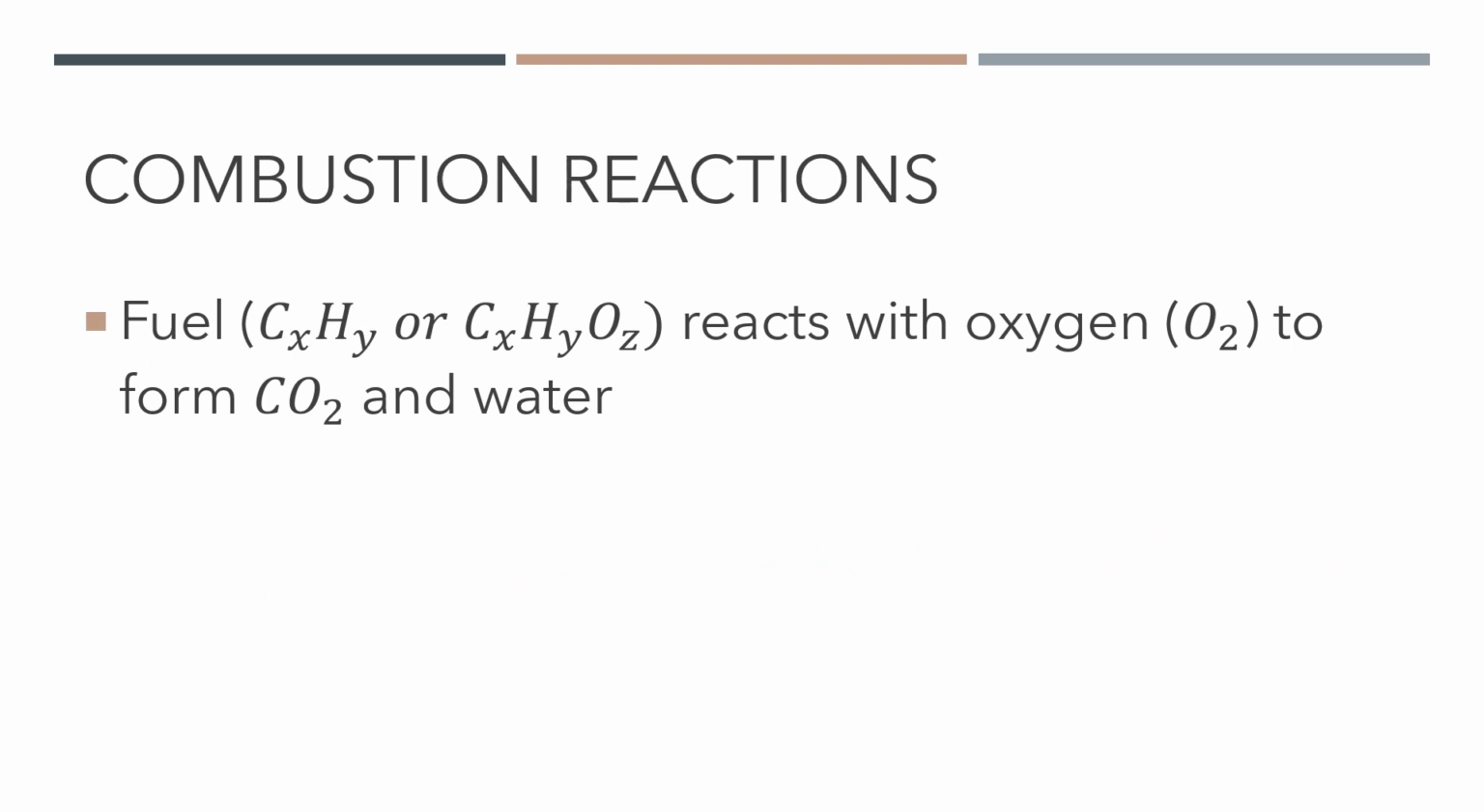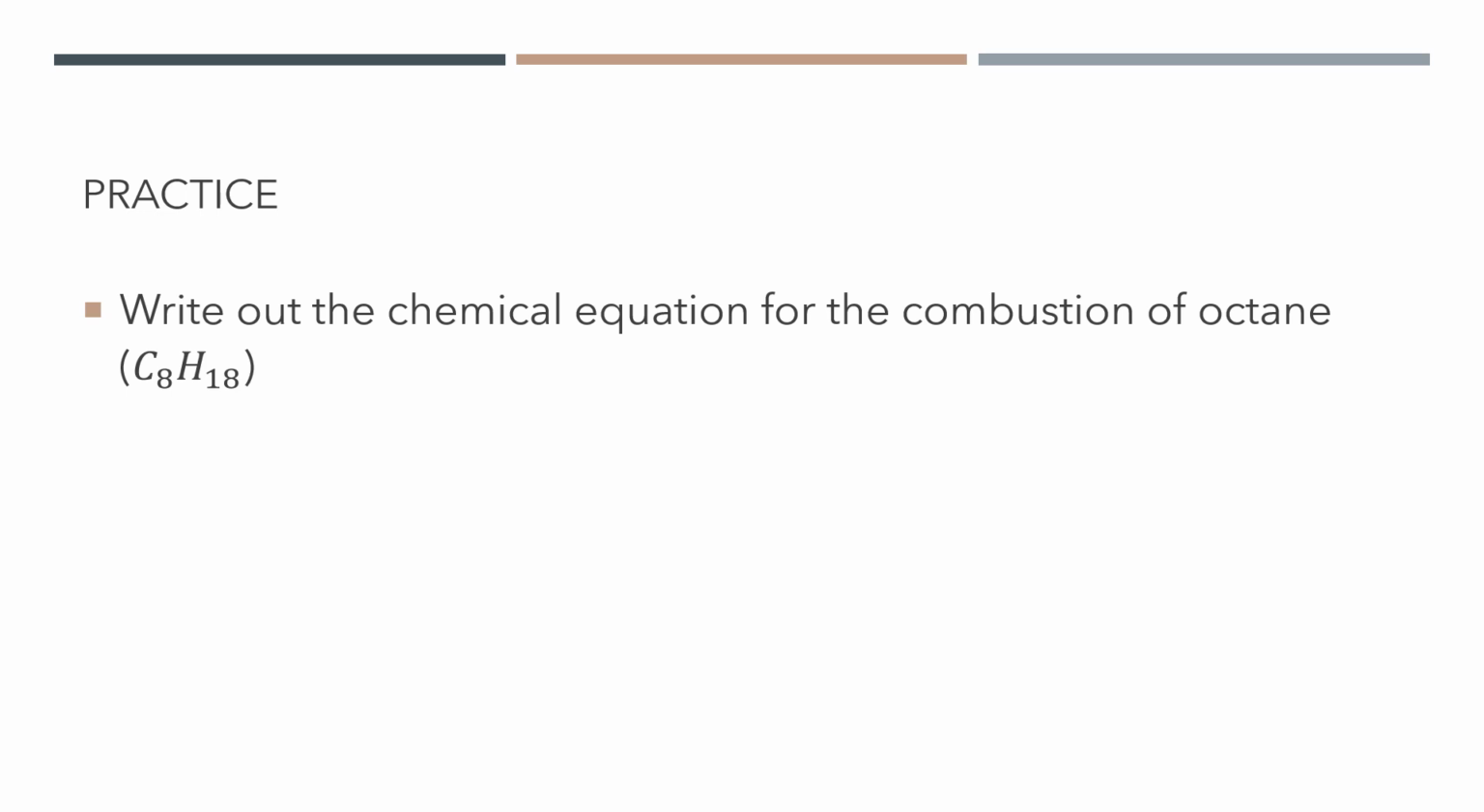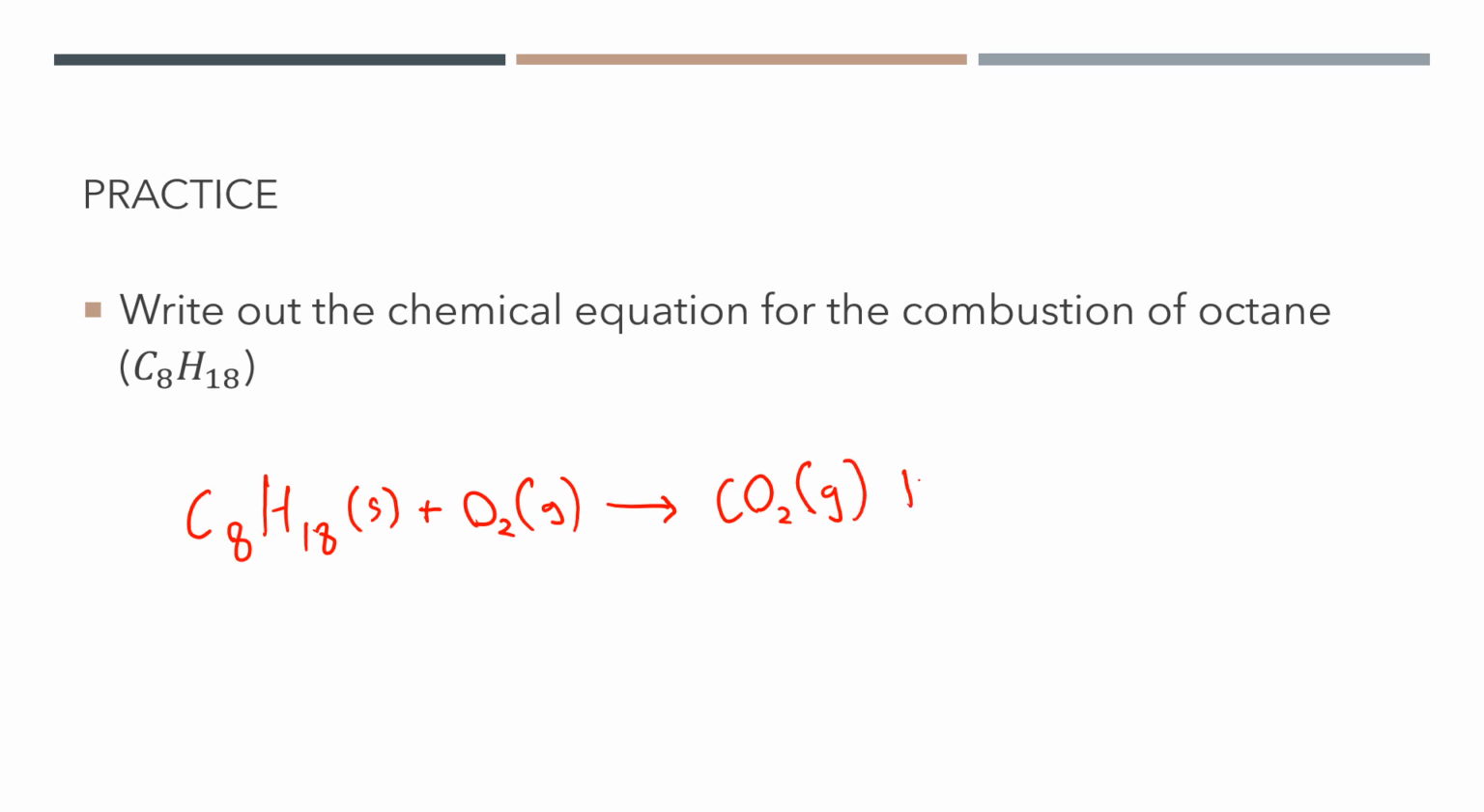All right, combustion reactions are when you take a fuel and react it with oxygen to form carbon dioxide and water. So let's take an example. Write the chemical equation for the combustion of octane. Let's draw this out. Octane is C8H18, and we're going to say that's solid. It's going to react with oxygen, which is a gas, and form carbon dioxide gas and water. Water is going to be in the gas phase too.